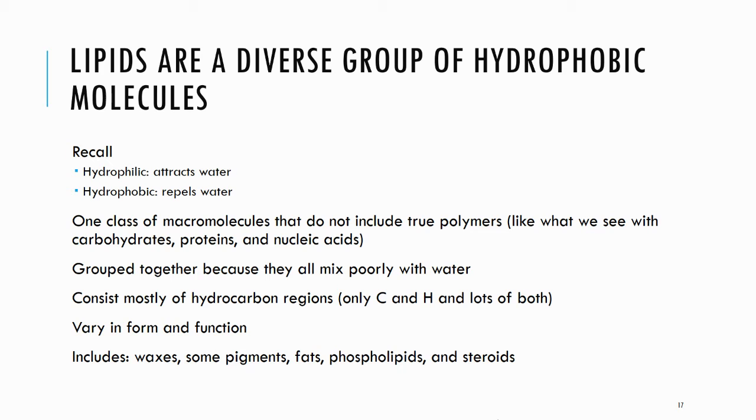They consist mostly of hydrocarbon regions, where we just have carbon and hydrogen, and lots of both. They vary in form and function and include waxes, some pigments, fats, phospholipids, and steroids. Some other examples of lipids you might be familiar with are triglycerides and cholesterol.